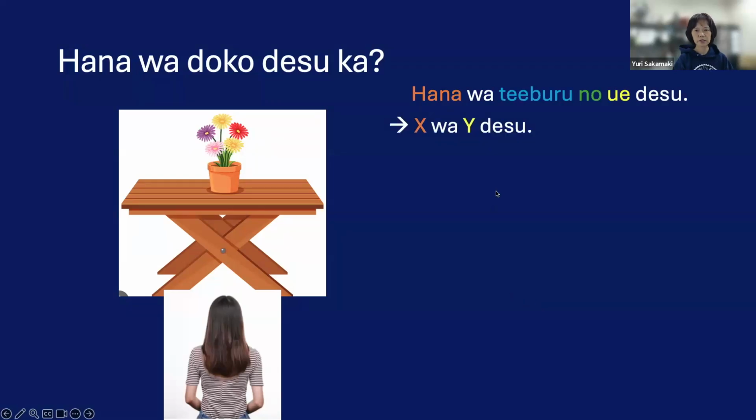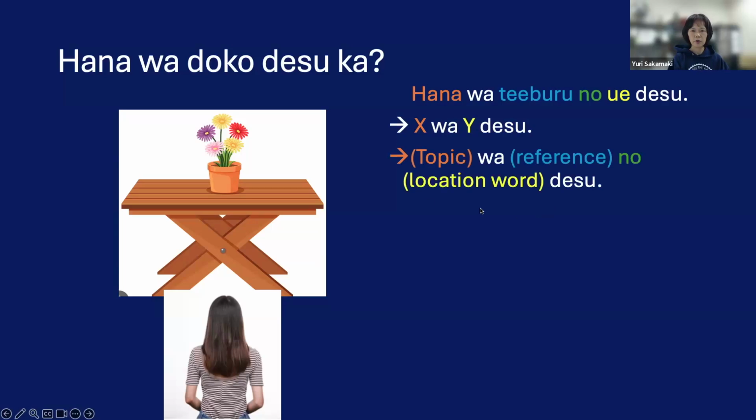So the sentence structure here is X は Y です. Just like we've been doing, something like これはペンです. This thing over here is a pen. It's the same structure, but this Y part right here is a little bit long because we need 3 words, テーブルの上, to explain where the flowers are. So you can also think of it as topic, what, and then the reference, テーブル. We need no here because you want to say table's, and location word, and then this.